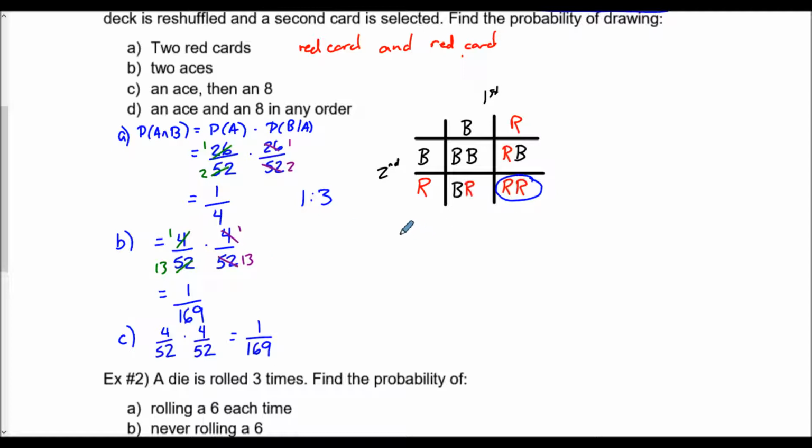So therefore, we have that same kind of probability. Now what about D? An ace and an 8 in either order. So meaning we could have an ace, then an 8. So there's our ace probability, there's our 8 probability. Well, if it could be either order, it means that we could also have an 8, then an ace.